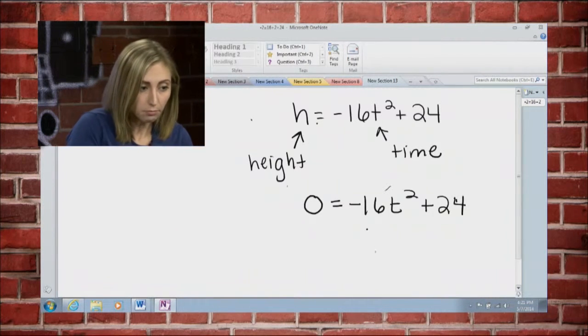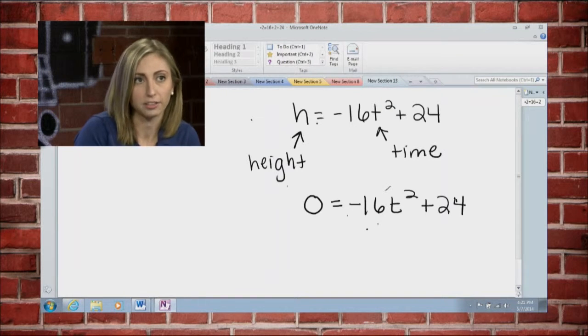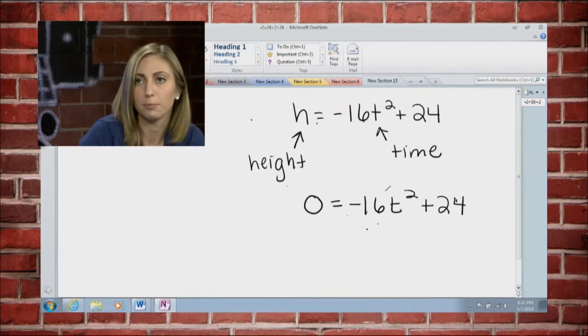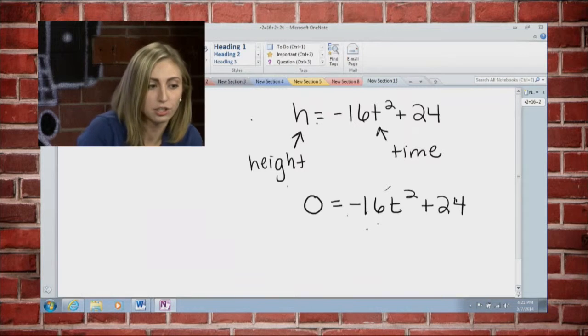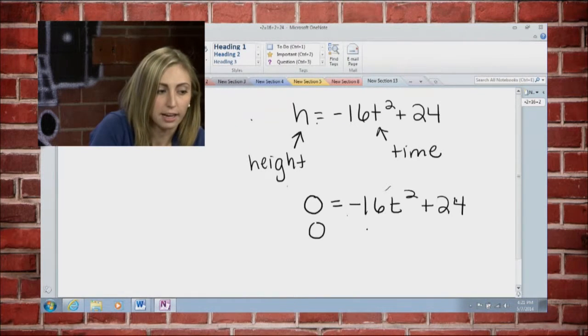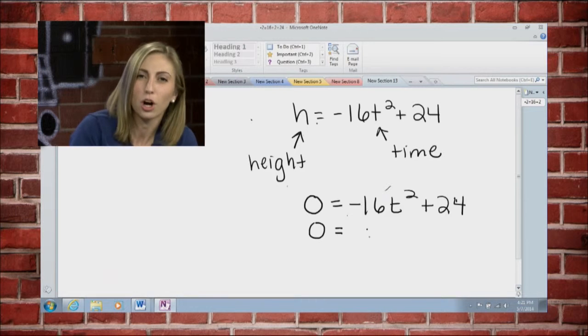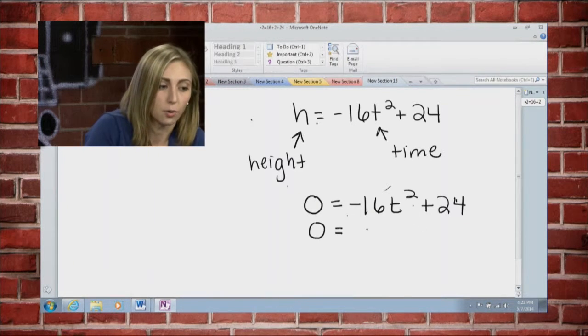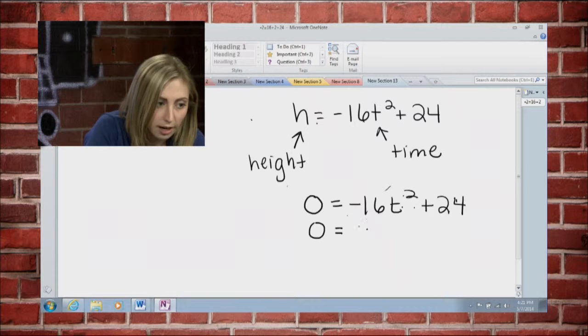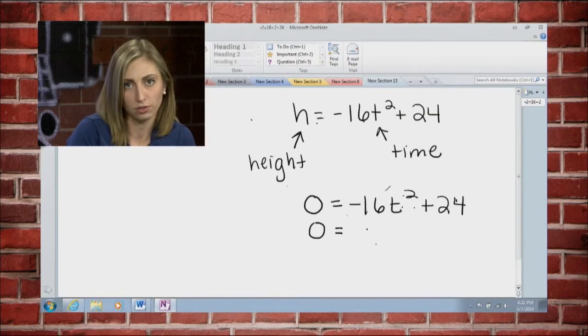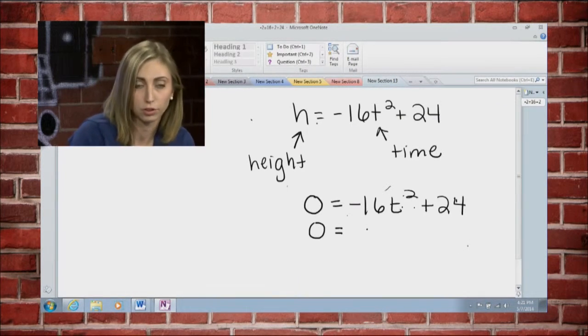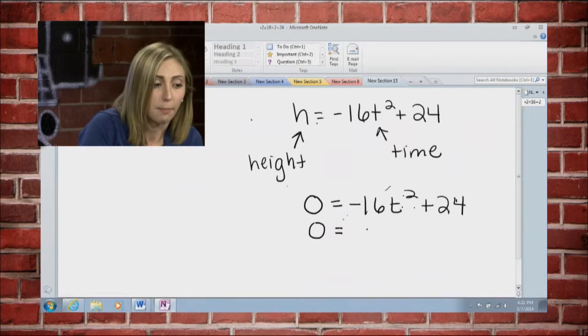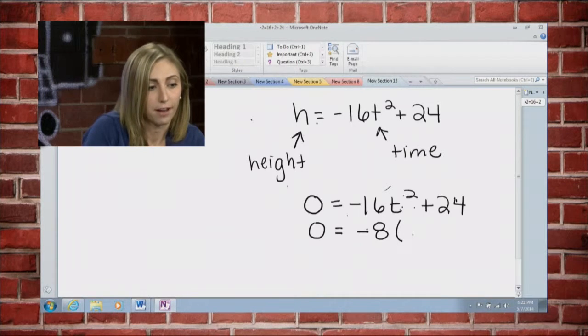Now, from here, what we can do is factor. Or if factoring is not an option, you can solve using the quadratic equation. When you look at equations at first, sometimes it's hard to tell if you can factor it or not. So I'm going to attempt it. The first thing you would do when you factor is you check to see if there's a greatest common factor in both of your terms. So I'm looking at negative 16t squared and 24, and I want to see if there's a greatest common factor between those two. I can factor out a negative 8. Seems like the largest number I can factor out.